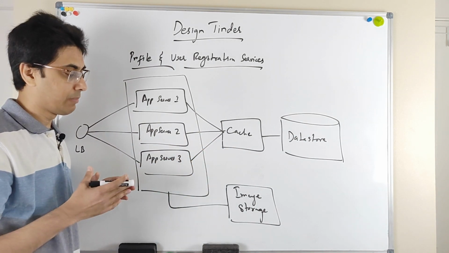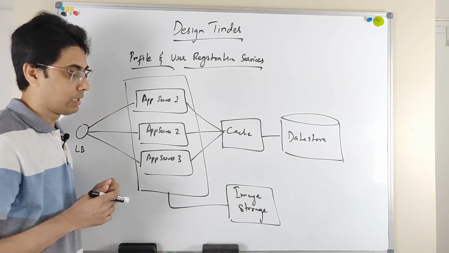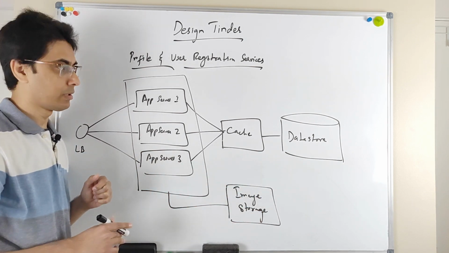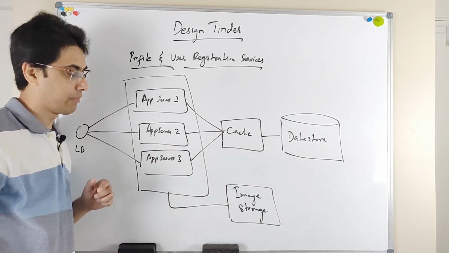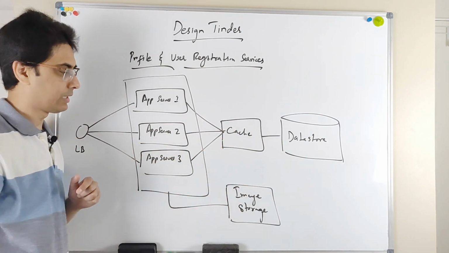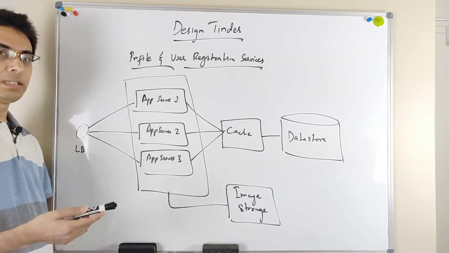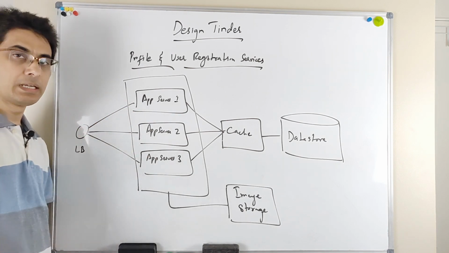Now, if we are storing the images in the image storage, then of course there will be a separate image storage service. Otherwise, if we are storing the images in the same data store as we have here, then it will not exist in that case. And of course, these application servers are behind a load balancer.